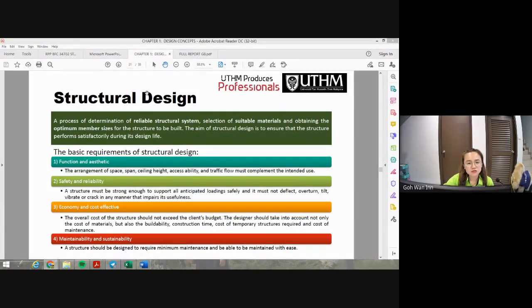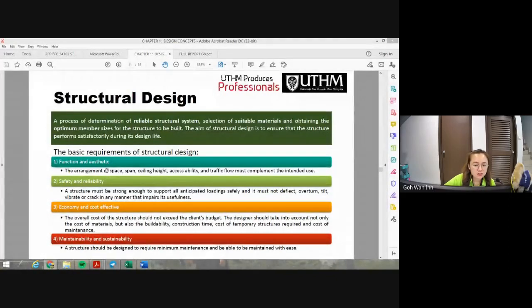So now we will go to structural design, the basic requirements for structural design. There are 4 things, which is the function and aesthetics. We need to base it on the client's needs, right? And clients will tell the needs to the architect. The architect will draw the plans, doing whatever they like. They never really consider the structure, and after they are done, they will dump it to us, the structural engineer, to do the design.